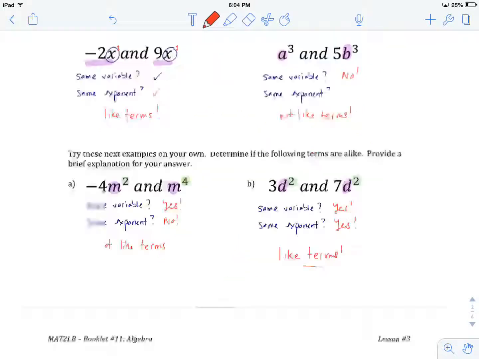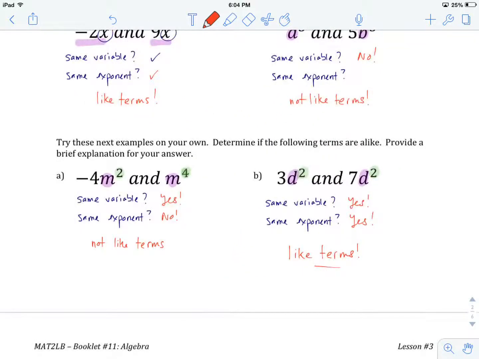And this brings us to the end of lesson 2. In the next lesson, we're going to look at how to combine terms that we know are alike. So that's what's going to be coming up next. Hopefully this lesson made sense. If not, go back and listen to parts again, head off to the worksheet, and we'll see you in lesson number 3.